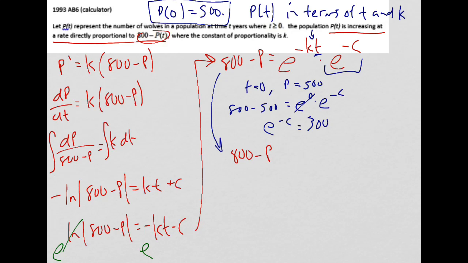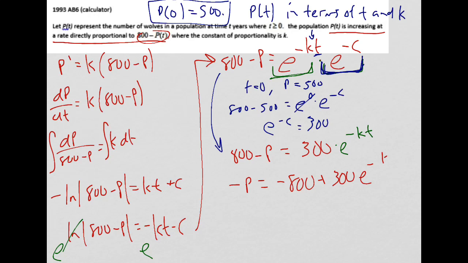So, notice I've got e to the C times, actually I'll leave e to the C in blue, times this thing right here, right? They're being multiplied right there. So I am going to rewrite this equation as equal to, I know my e to the negative C is 300, so I'm going to write 300. And then here I'm clearly multiplying the e to the negative C by this green thing, so I get times e to the negative Kt. I'm actually almost done here. My second last step is to move that P or that 800 over. So I get minus P equals minus 800 plus 300 e to the minus Kt.